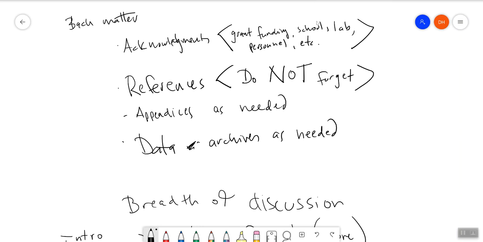If you are working for a school, and that school gave you funding, acknowledge it. If you're working at a lab, acknowledge it. Personnel who helped you achieve this project, acknowledge them. I mean, it's professional and polite.